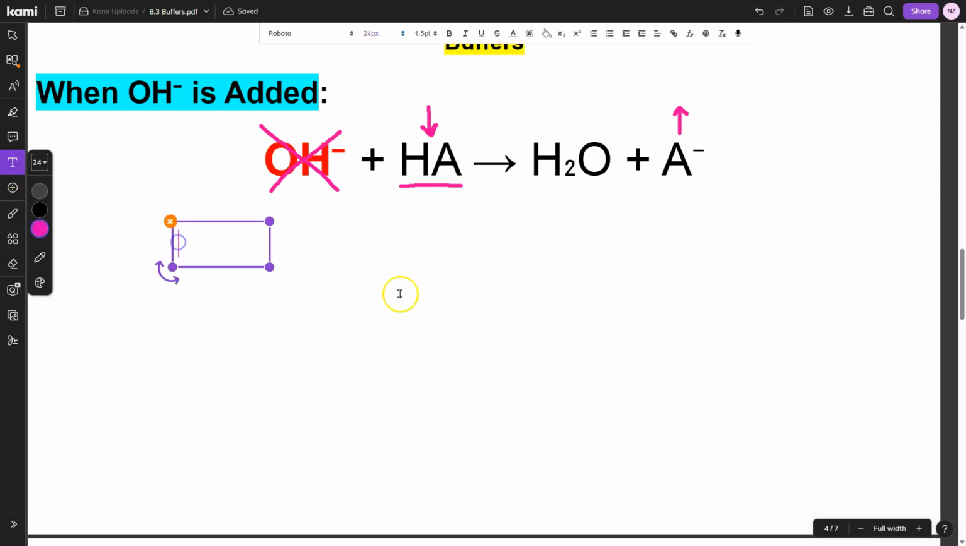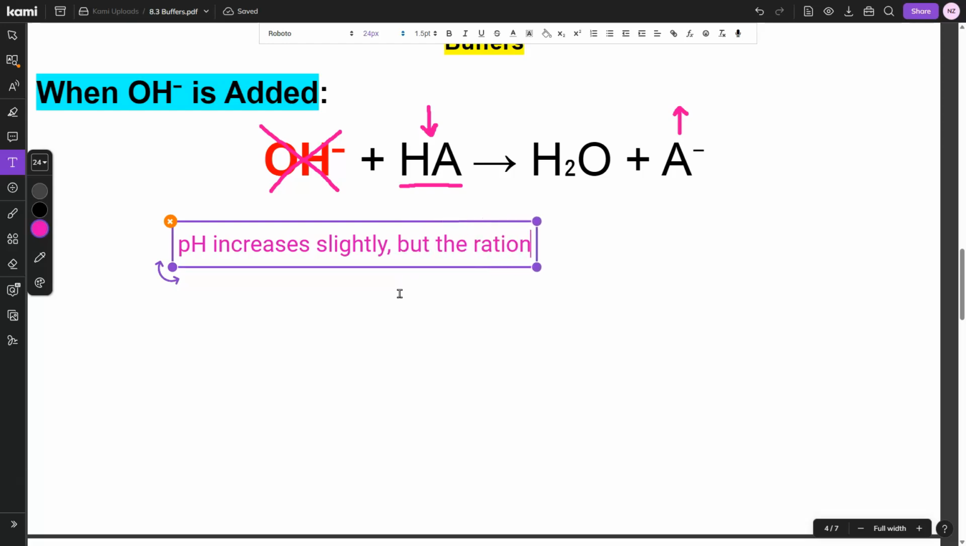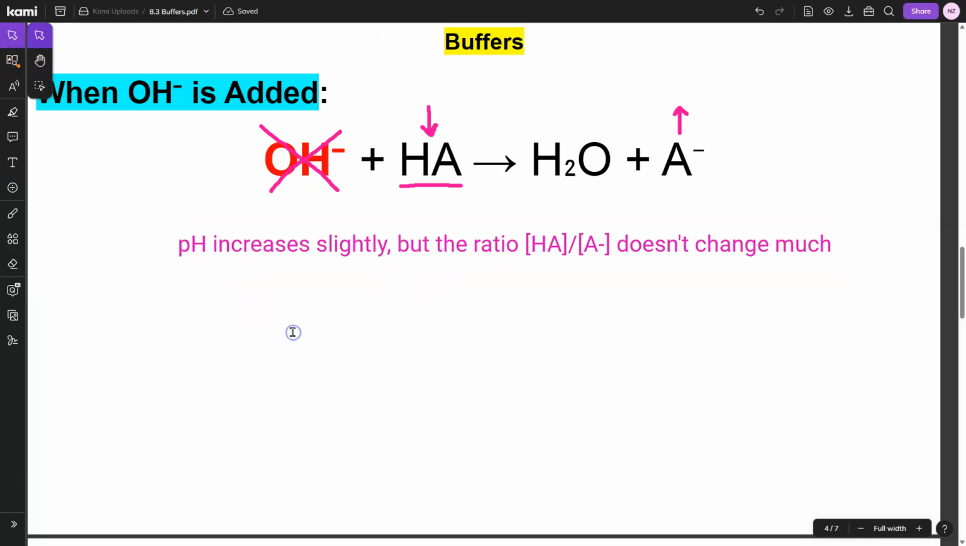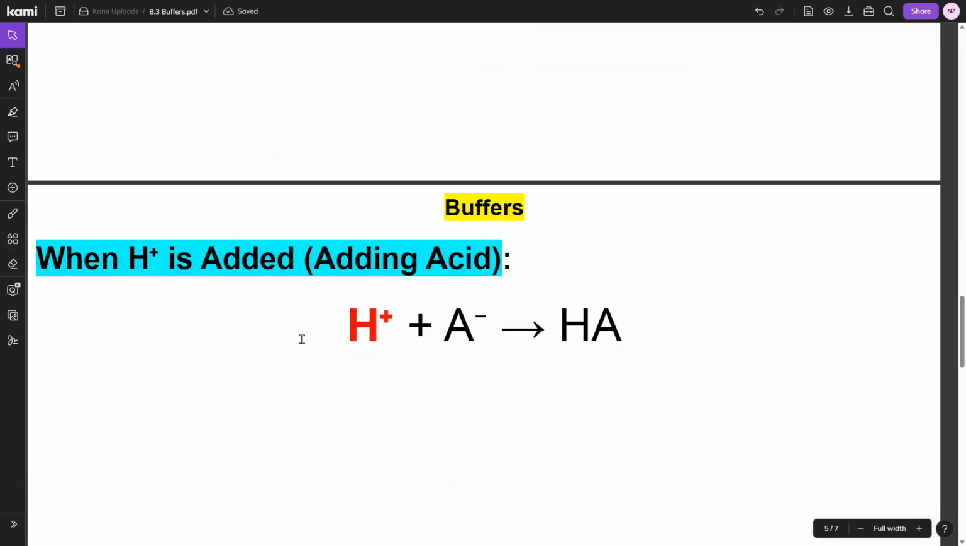Okay, so our pH increases slightly, but the ratio HA to A- doesn't change much. Okay, so the pH is going to increase slightly, but again, not by very much. That's the purpose of a buffer system.